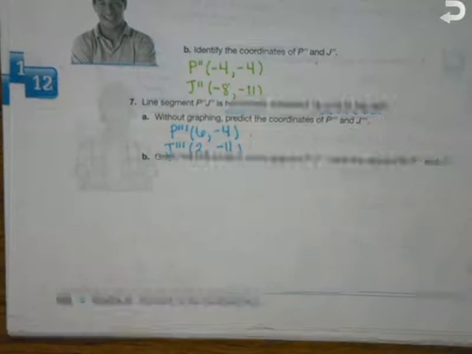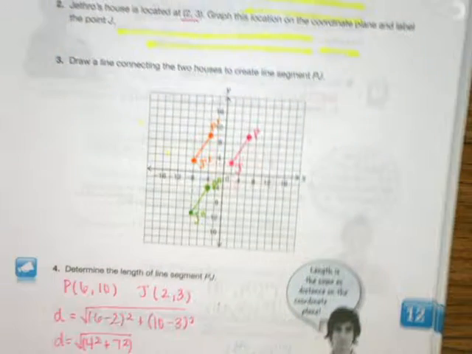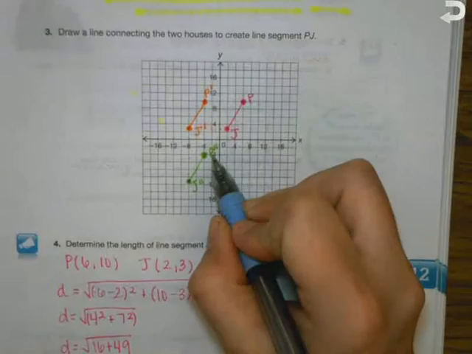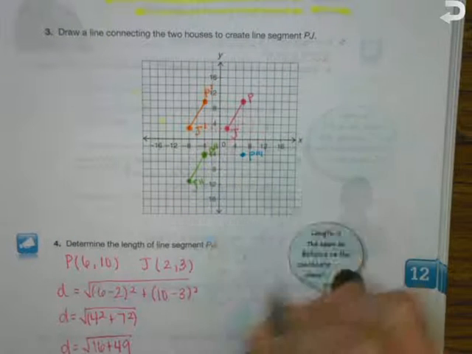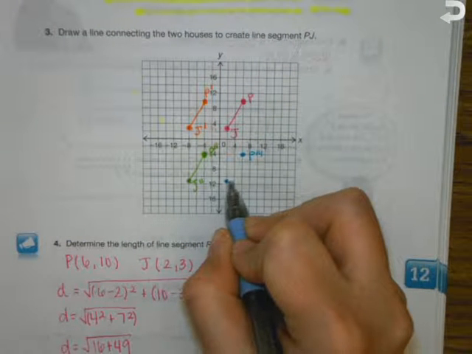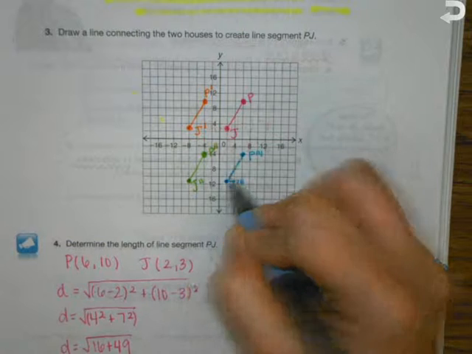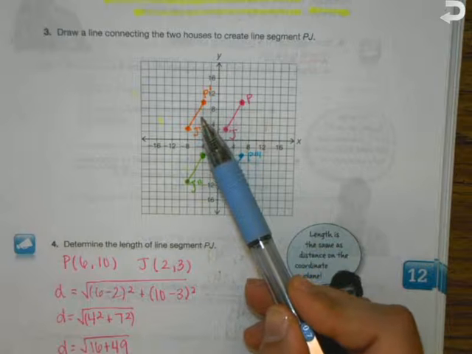Okay, so graph those really quick to make sure that we're right. So we're going 10 units to the right. So from here, I'm going 2, 4, 6, 8, 10, and that's P triple prime. And the J is going 2, 4, 6, 8, 10, and that's J triple prime. So all we did was we took the same segment and we moved it left 10, down 14, right 10. So if I wanted to move it to its original location, then where would I go? Up for how many? 14, because we moved it down 14.